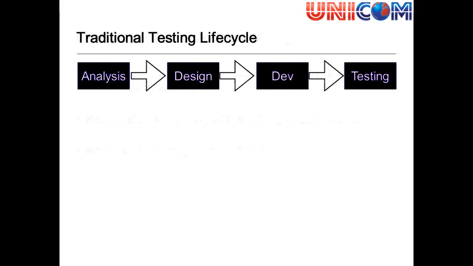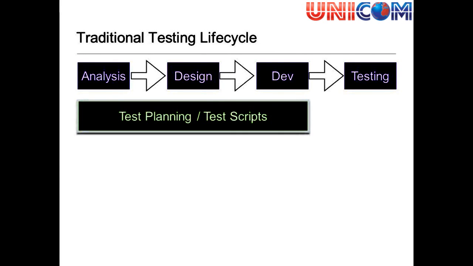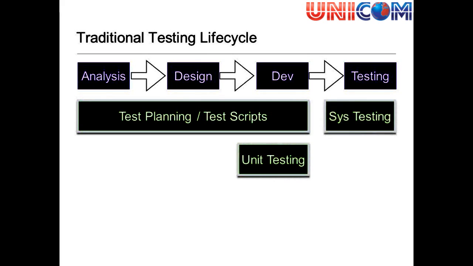So let's look at the traditional testing life cycle. Traditionally, things looked a little bit like this. We have analysis, design, development, and testing. During the analysis, design, and development part of the project, this is where test planning would typically take place, and test scripts would be generated. Some unit testing during the development phase. System testing, okay, at the end of development.